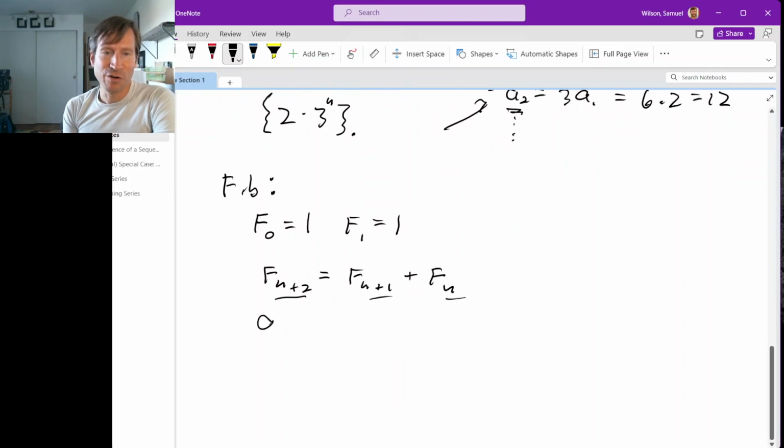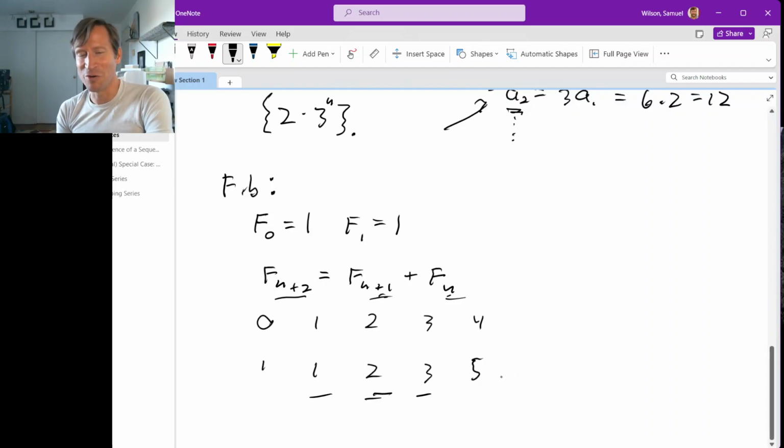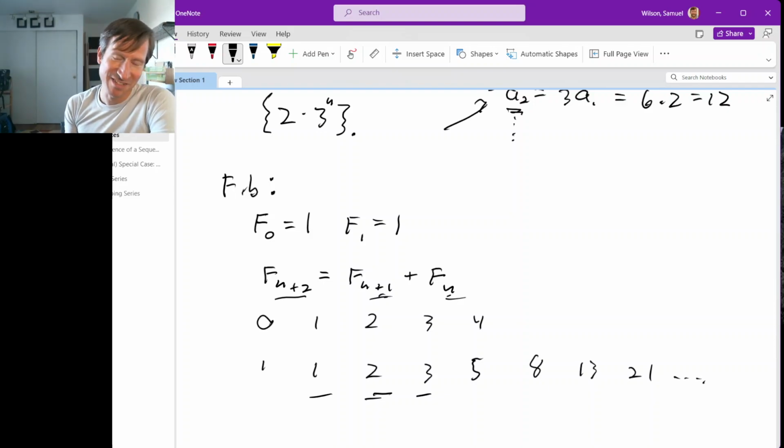So let's see. The 0th term is 1. The first term is 1. The second term is the sum of the previous 2 terms. So that's 1 plus 1, that's 2. And then the third term is the sum of these 2 previous terms. So 1 plus 2 is 3. And then the fourth term is the sum of the 2 previous. That's 5. And then so on. 3 plus 5 is 8. 5 plus 8 is 13. And 13 plus 8 is 21. And so on. So that's the Fibonacci sequence, which shows up in some applications that have to do with reproduction. You can Google it if you want.